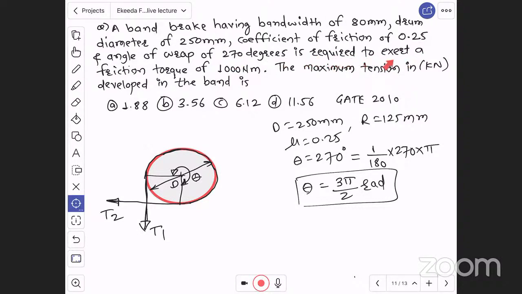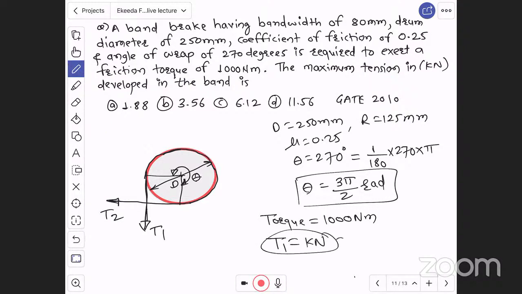The band is required to exert a friction torque of 1000 Newton meter. Here torque is given, my dear students. Friction torque is given as 1000 Newton meter. Now the question: the maximum tension in kilonewton developed in the band is. The question is to find the maximum tension T1 in kilonewton. This is your question. Now let us go for the solution.